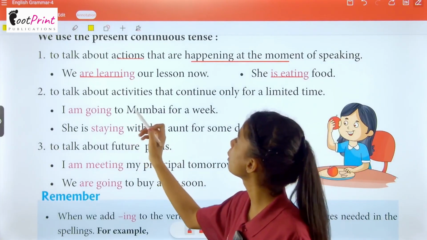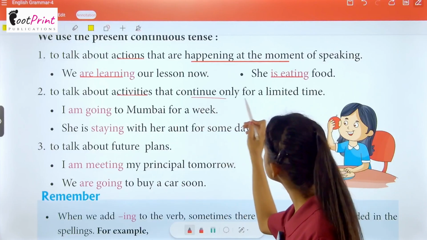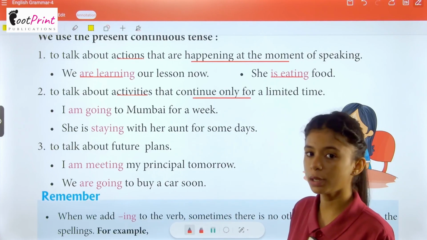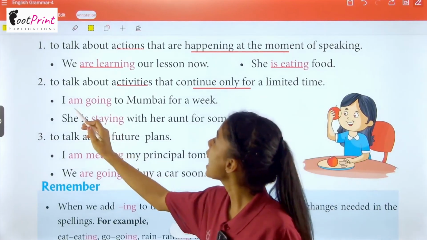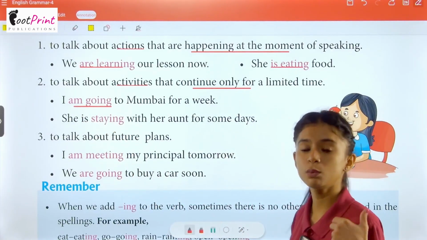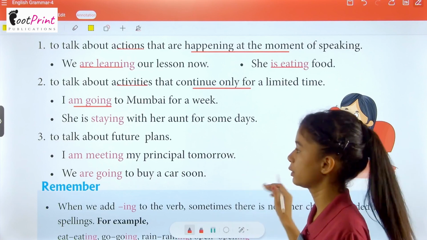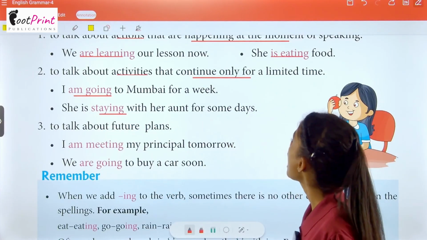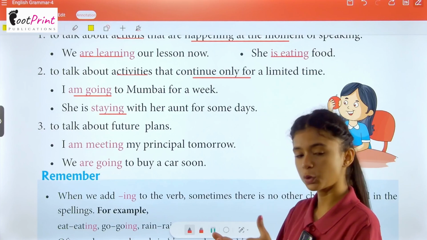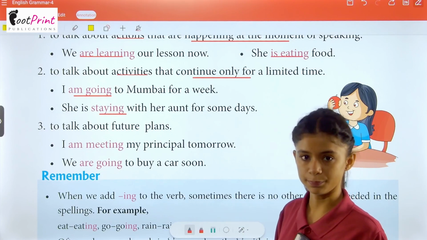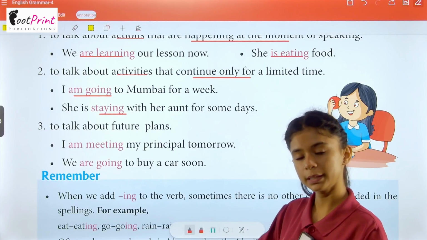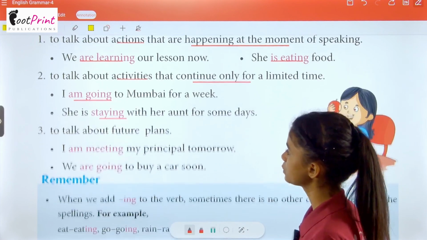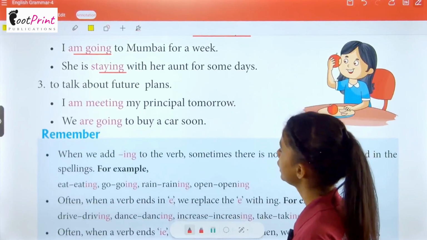Or we use it to talk about activities that continue only for a limited time. That continues for a limited time. Okay? I am going to Mumbai for a week. I'm going to Mumbai for a week. Okay? She is staying with her aunt for some days. So this process continues for some time. Not in the moment, but it will continue for a period of time. Okay? So that will also be in this way.